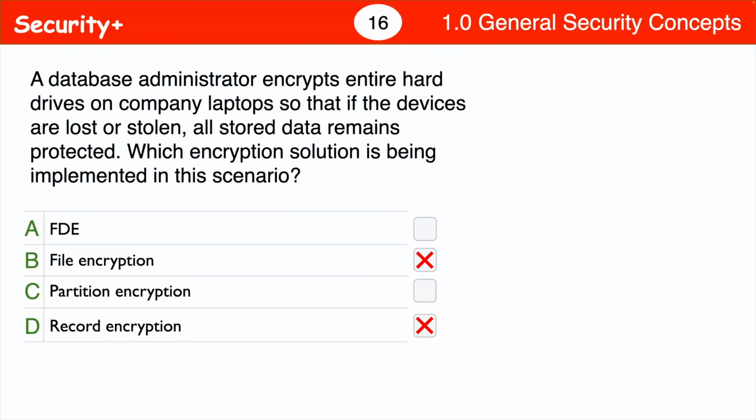And finally, we can eliminate C, partition encryption. This would only protect a section of the drive, not the entire disk. That's key. And that leaves us with A, which is the answer, FDE, which is full disk encryption. FDE protects all data on a storage device, ensuring that if the laptop in this scenario is lost or stolen, the entire disk remains unreadable without proper authentication.